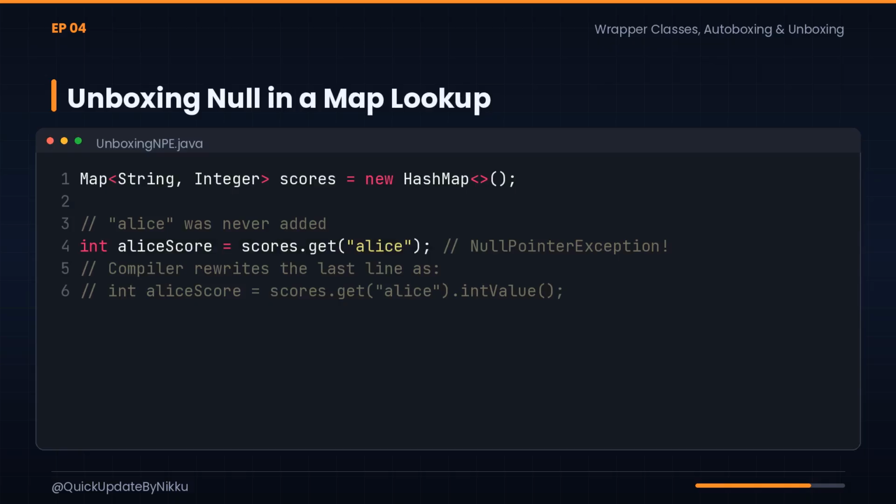But scores.get returns Integer, not int. When that Integer is null and you assign it to a primitive int, the compiler inserts the intValue call automatically. You cannot call a method on null, so the JVM throws a null pointer exception right at that assignment line.